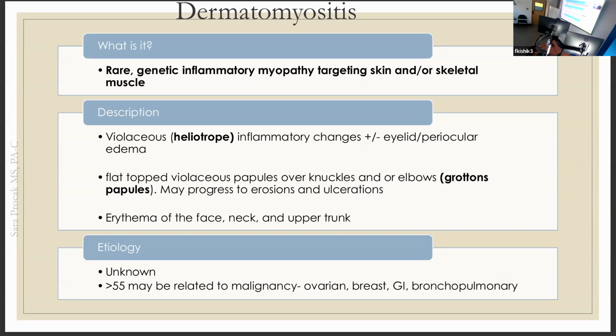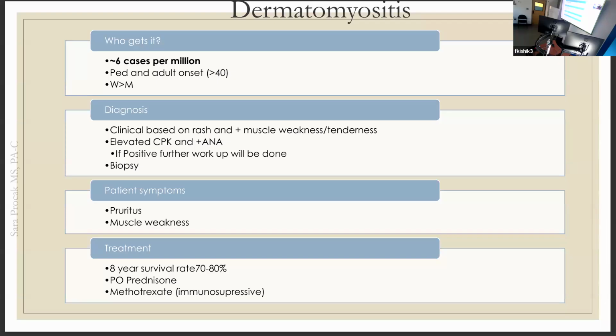We don't really know much about the etiology of why it happens. But if you do have a patient who's over 55 years old, it may be related to malignancy, and you have to consider breast, GI, or lung cancers. There are about 6 cases per every million.